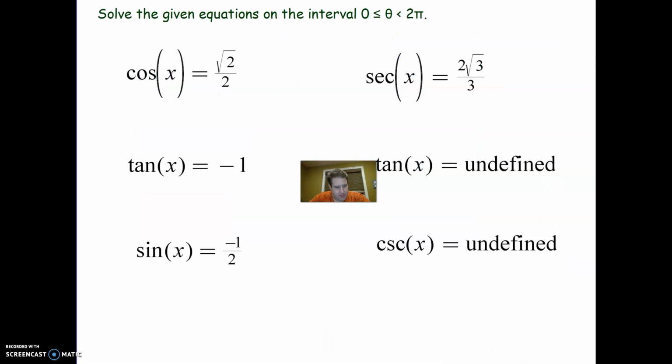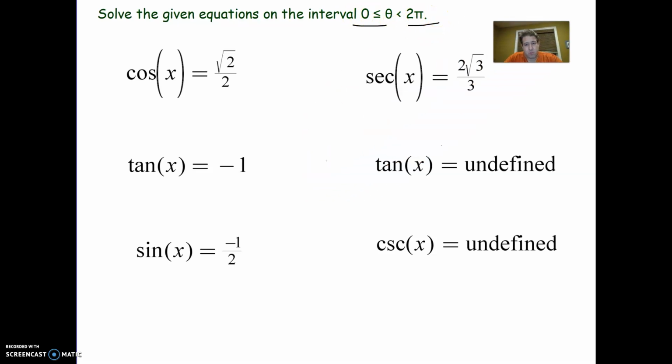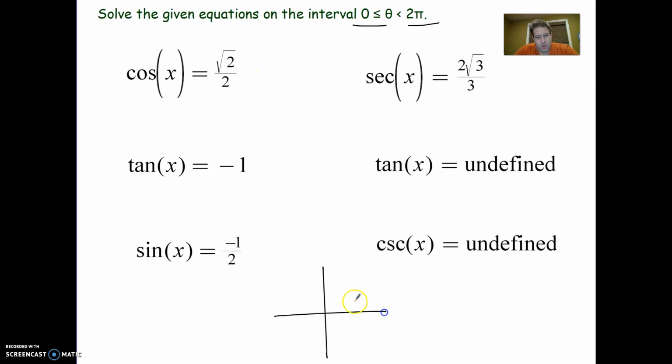All right, so one more slide. I should have plenty of time. And this time, it says between 0 and 2 pi, which means I'm going to use radians this time. So I'm doing the exact same skill, just using radians. Cosine of 45 is square root of 2 over 2.